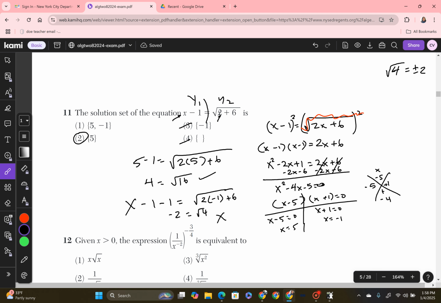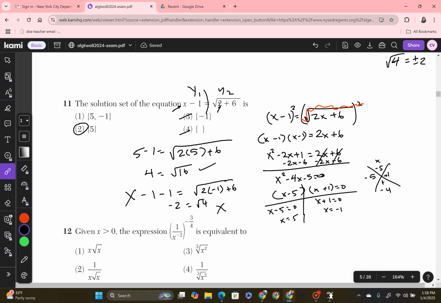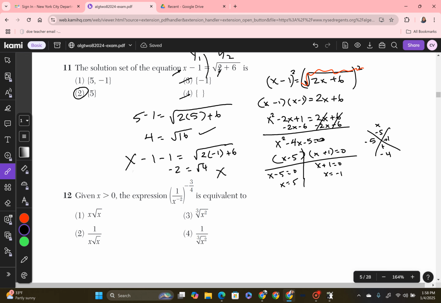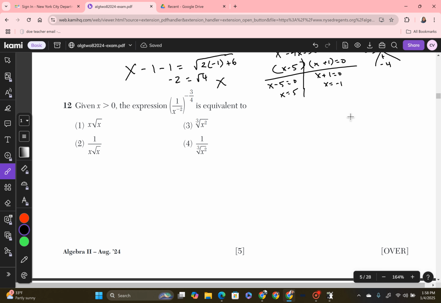Because number 1 says 5 and -1 both work. And if you were to plug it into y1, y2, you'll see very clearly that there's only one solution. All right, question number 12. You can store this, plug this whole thing into the calculator, get an answer, and see which one matches. But I want to show you how to do this the quote-unquote longer way.